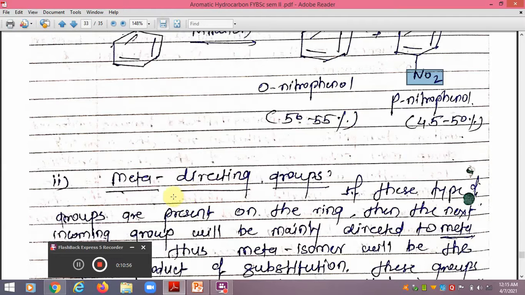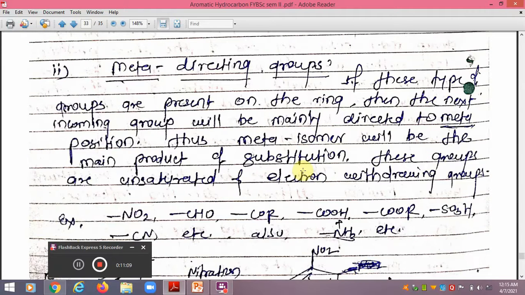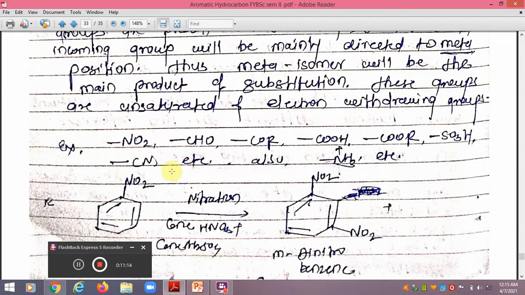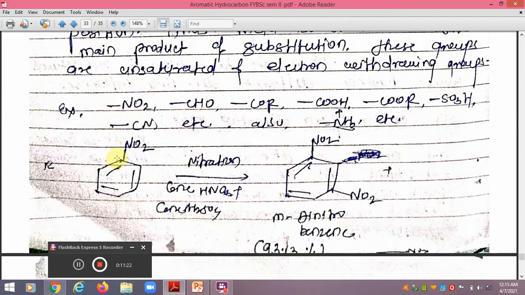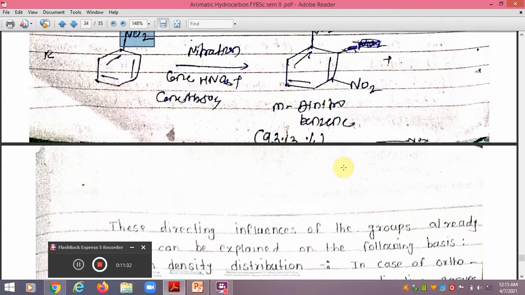Instead of this, if meta directing groups are present, then the next incoming electrophile or group is directed to the meta position, and thus the meta isomer will be the major product of the substitution reaction. These are the meta directing groups: NO2, CHO, CO or COH. All these are electron withdrawing groups like the nitro group. So if electron withdrawing groups are present, then the incoming electrophile goes to the meta position, so the meta dinitro product will be the major product.